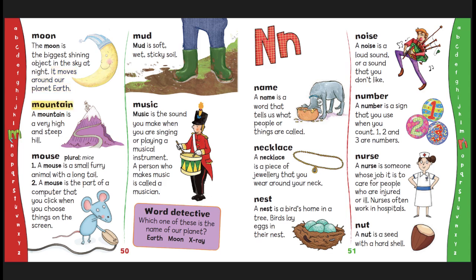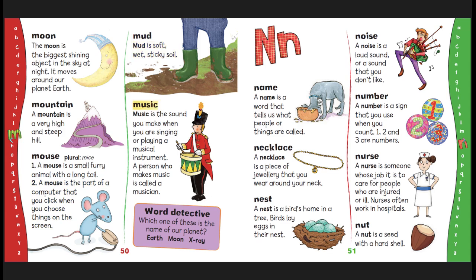Mountain. A mountain is a very high and steep hill. Mouse. Plural, mice. 1. A mouse is a small furry animal with a long tail. 2. A mouse is the part of a computer that you click when you choose things on the screen. Mud. Mud is soft, wet, sticky soil.